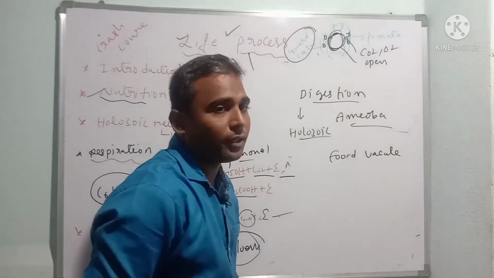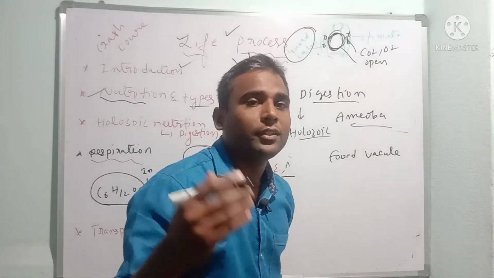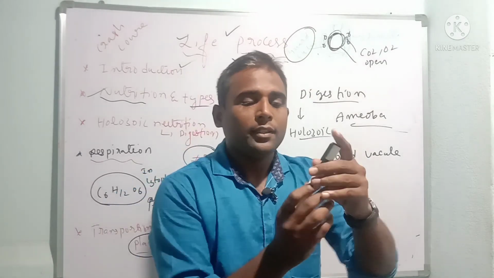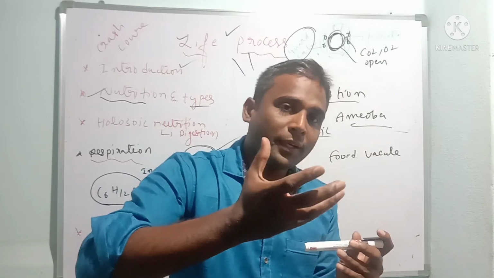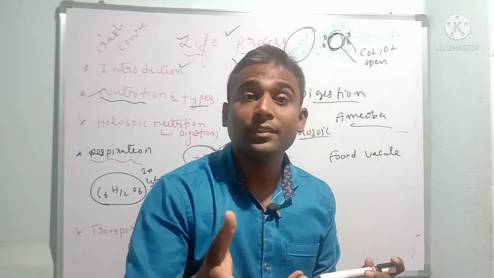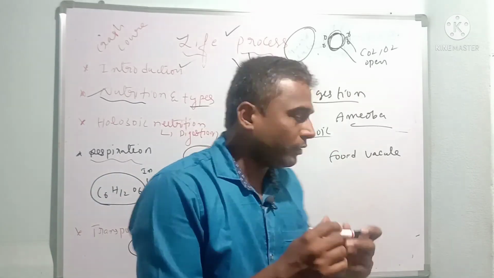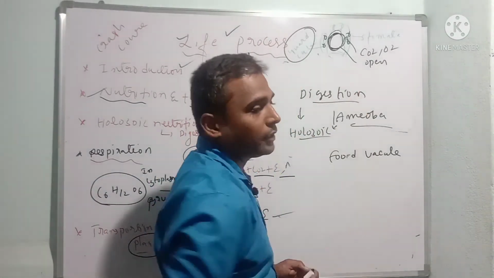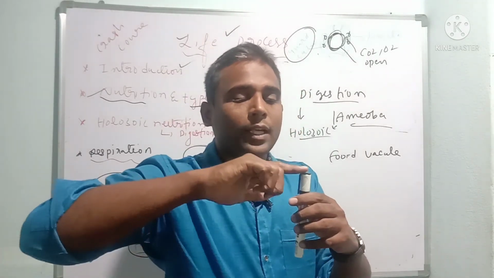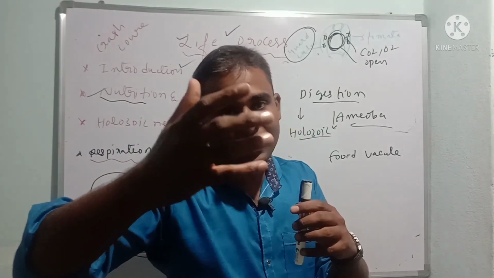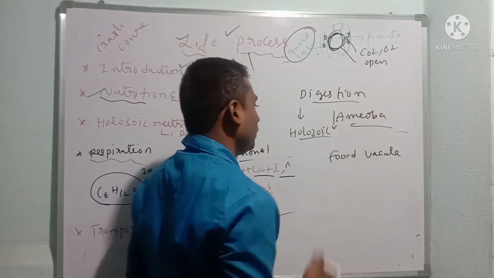This is a unicellular organism. In the food vacuole, the digestion process will take place. Imagine the digestion process taking place here. It converts complex substances into simple substances in the cytoplasm. Then the essential components will be absorbed by the amoeba. The unwanted substances will come to the surface of the amoeba and be excreted outside. This is called digestion in amoeba.